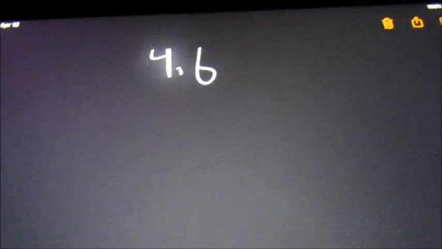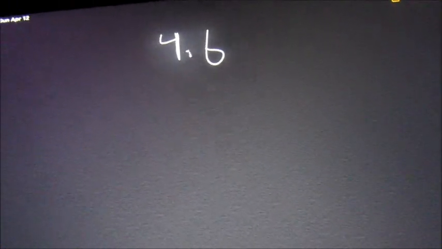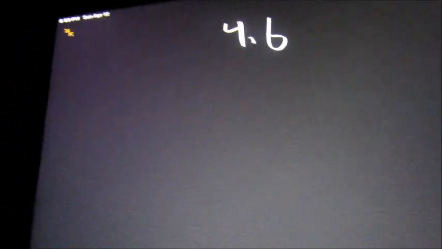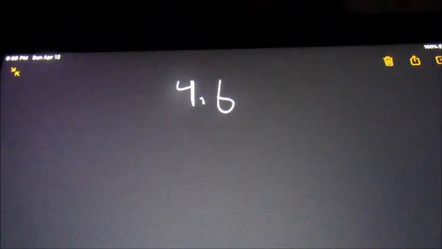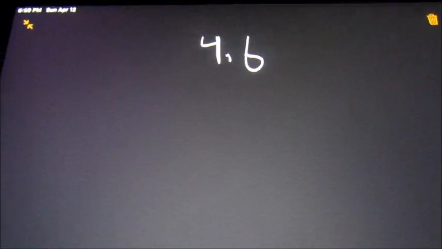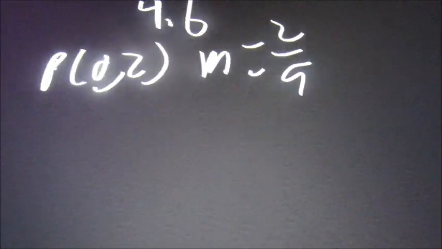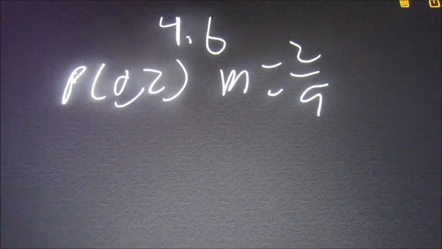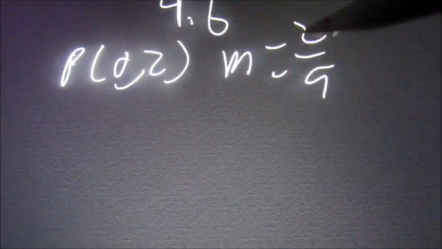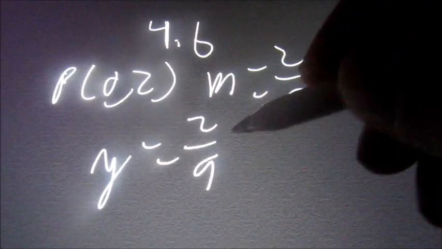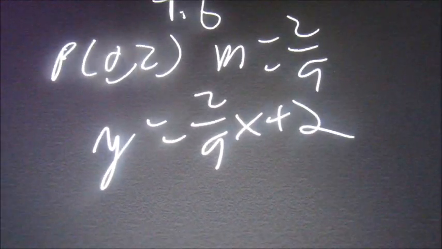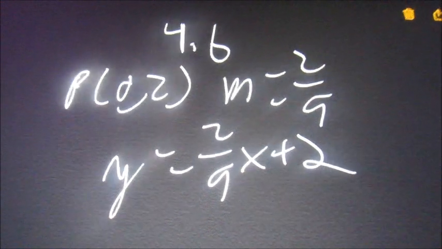In 4.6, you're going to have to find equations for lines where you're given either a point and the slope or 2 points. So the first ones are going to be pretty easy. One of the points that they give you is going to be the y-intercept. So let's say the point is (0, 2), and the slope equals 2 over 9. You just have to put it into y equals mx plus b. So they gave you b, which is 2. They give you m, which is 2 over 9. So it's just y equals 2 over 9 x plus 2. And that's all you have to do for the first ones.